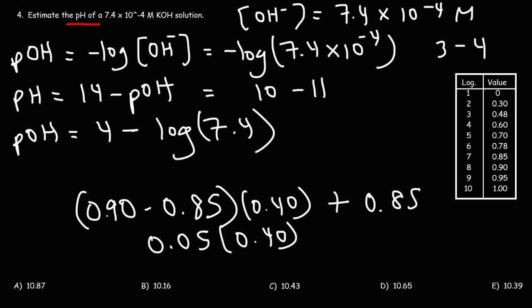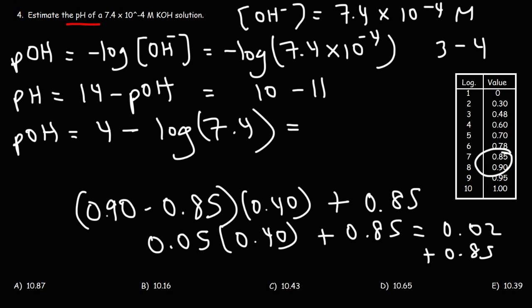Now, we know that 4 times 5 is 20. So what's 0.05 times 4? 0.05 times 4 would be 0.20. So 0.05 times 0.4 would be 0.020 or 0.02. You can also multiply it by hand if you prefer that way. So we have 0.02 plus 0.85, which would be 0.87. So log 7.4 is 0.87, which is between 0.85 and 0.90, but it's closer to log 7. It's close to 0.85. So this is going to be 4 minus 0.87.